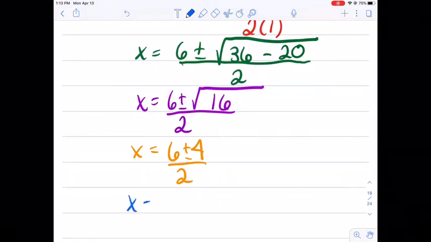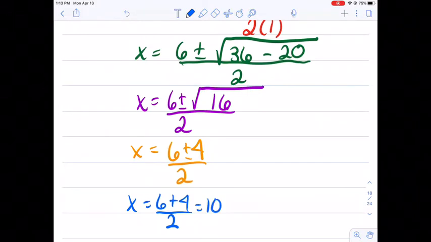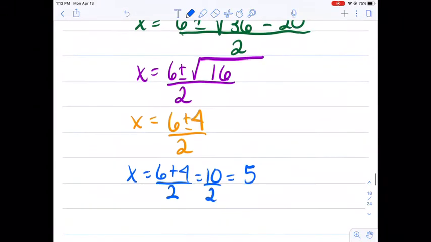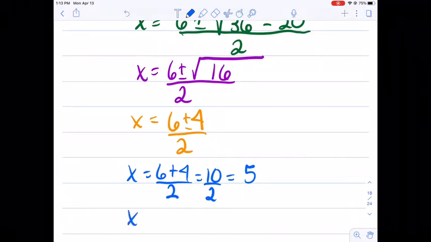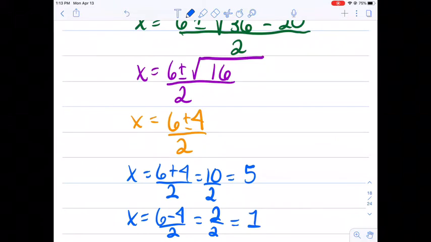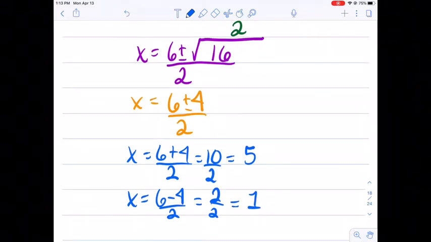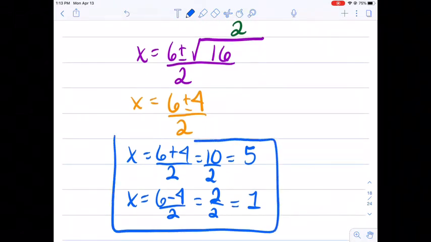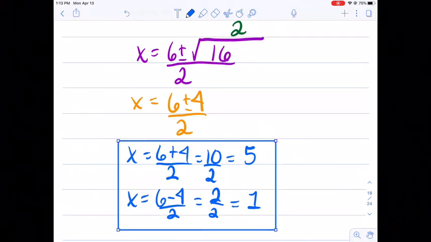So we're going to do x equals 6 plus 4 over 2, which is 10 over 2, which is 5. So there's solution 1. And then solution 2 is x equals 6 minus 4 over 2, which is 2 over 2, which equals 1. So the two solutions, or the two roots of this equation, are 5 and 1.